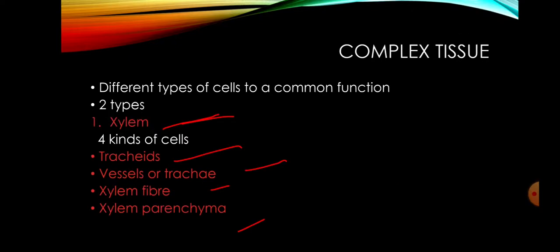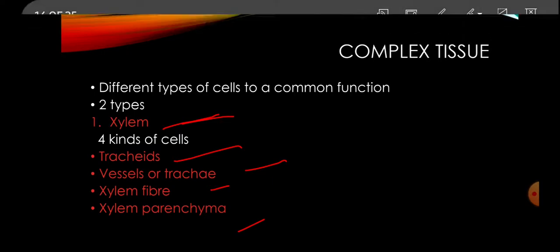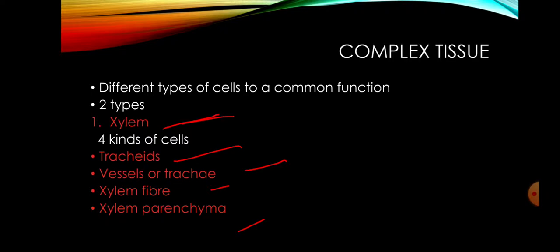Now, in the tracheids, these are present in the earlier plants, primitive plants. They are absent in angiosperms, and they are present in the primitive plants, gymnosperms. Wait a minute, please. I skipped that point. There are 4 kinds of cells present. Tracheids are the cells which are present in the gymnosperms and angiosperms.